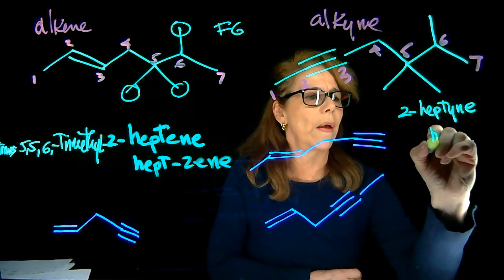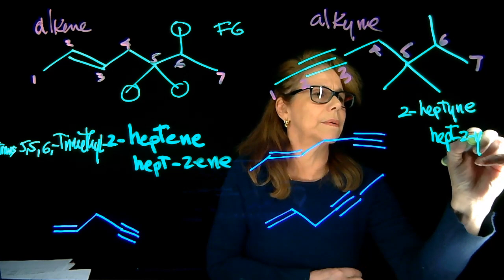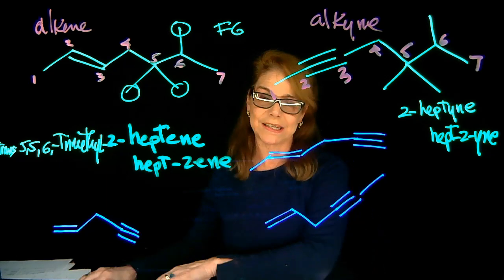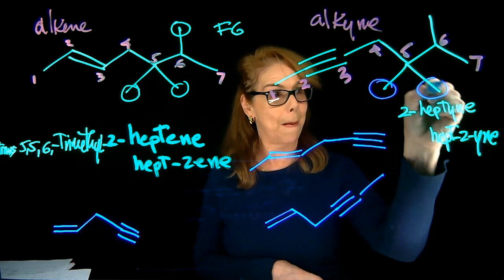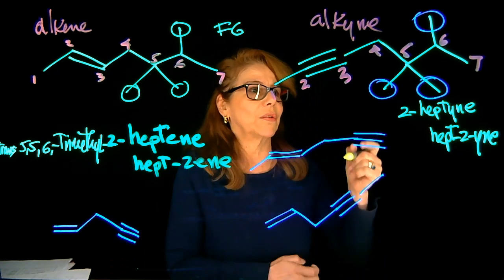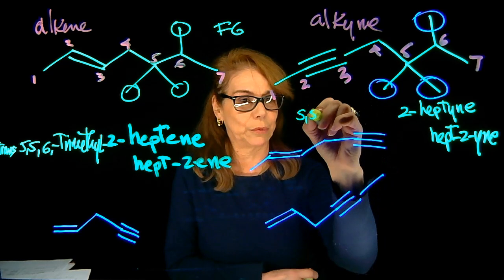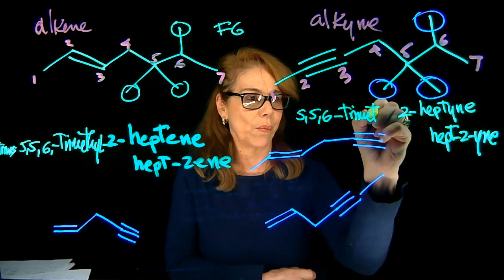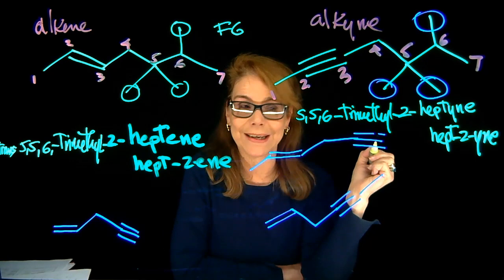So also hept-2-yne. All right, then same strategy: select and identify and name your substituents. So methyl, methyl, methyl. It is trimethyl because we have 3 of those. So it's going to be 5, 5, 6. Same thing, similar, right? 5, 5, 6, trimethyl, 2-heptyne in this case. All right.